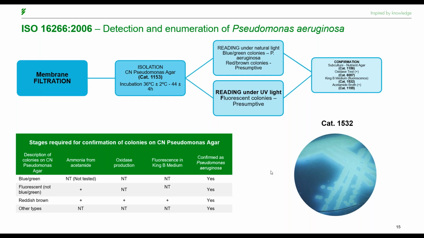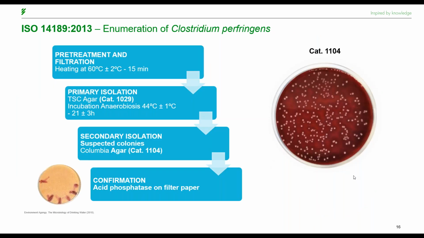To summarize, the total count would be all colonies with blue-green pigmentation, that is the pyocyanin production, that are oxidase positive, that present fluorescence under UV light, and that are ammonia producing. So you have in this table the steps and the confirmation steps summarized. So the next indicator that we will review today is Clostridium perfringens.